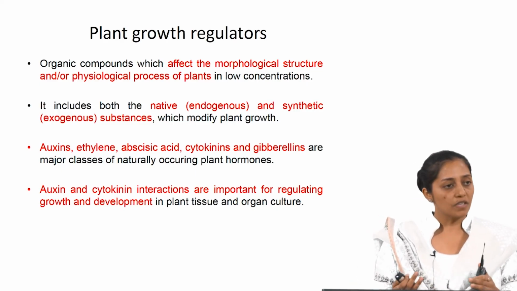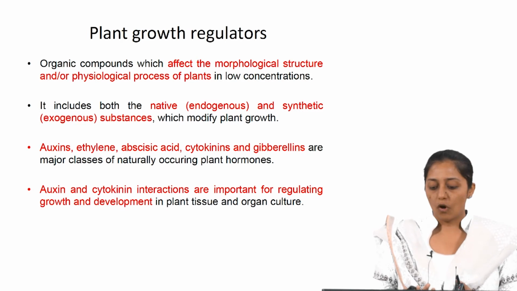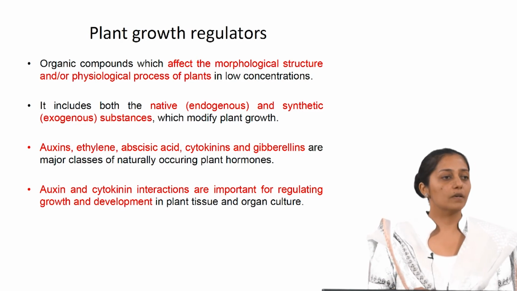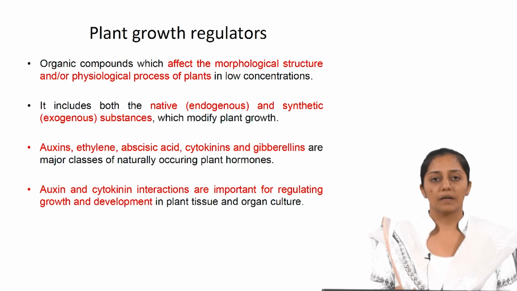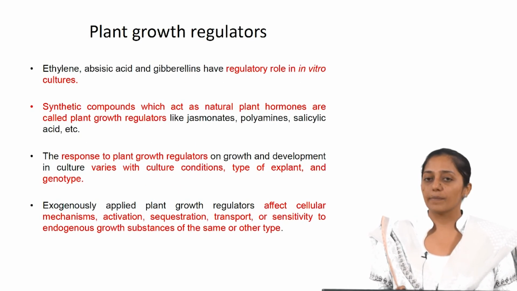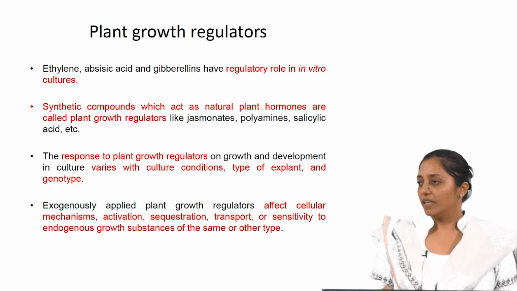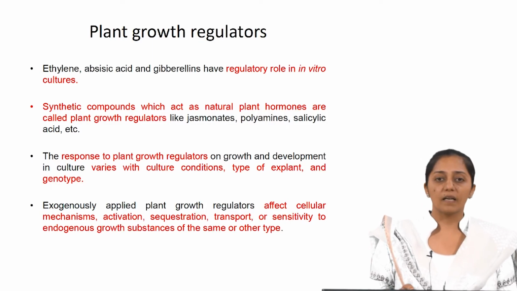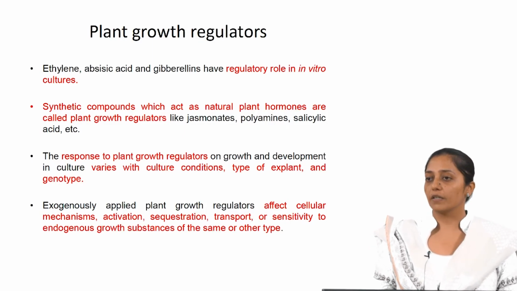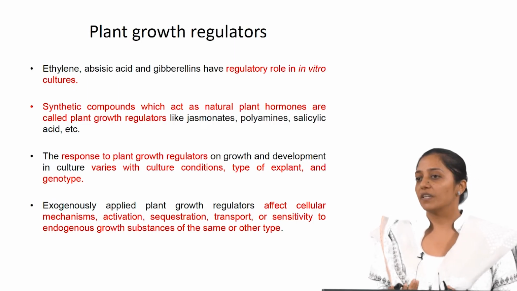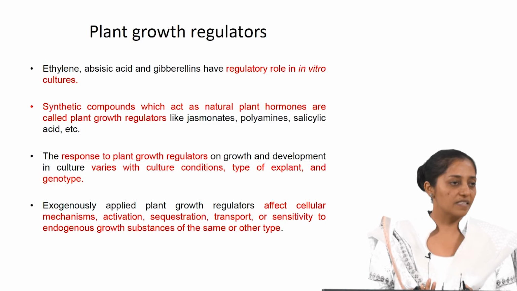Because these are naturally present, auxins and cytokinins interact and are important for regulating growth and development of the plant. Now ethylene, abscisic acid and gibberellins generally play a regulatory role in plant metabolism or in in vitro cultures. Now, synthetic compounds which are not natural plant hormones, as I said, are called plant growth regulators, although here it is mentioned jasmonates, polyamines and salicylic acid.